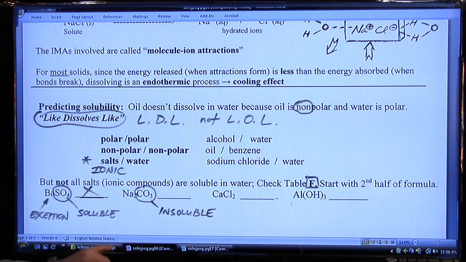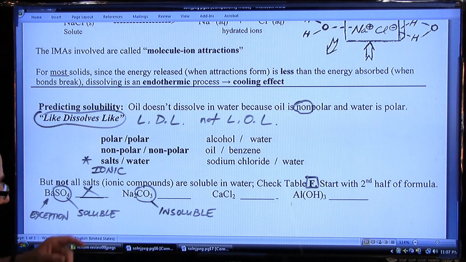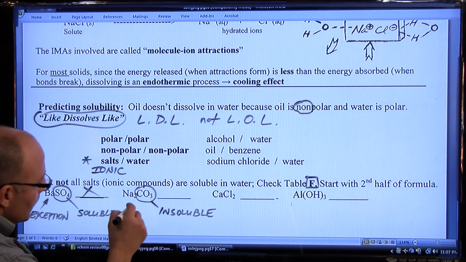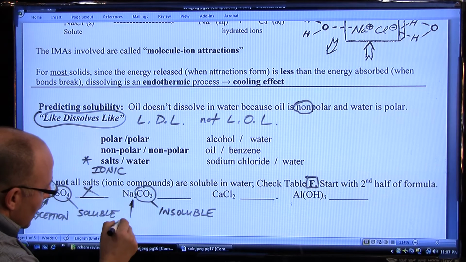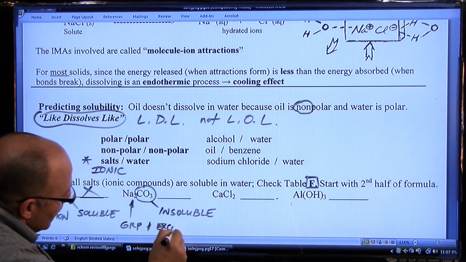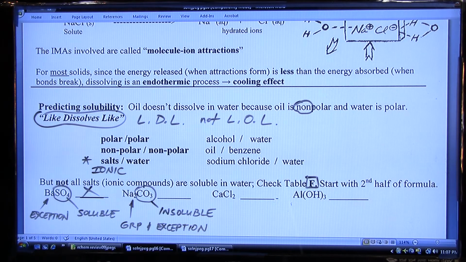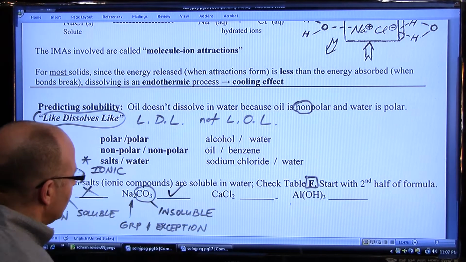Now the question is, is the Na an exception to that? And if you look again under the carbonate column, you'll see that the exceptions are when combined with group 1 ions or ammonium. And sodium clearly is in group 1. So this is a group 1 exception to something that is normally or ordinarily insoluble. So it's not insoluble, which makes it soluble.